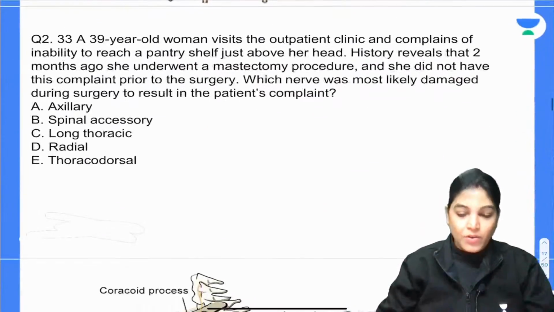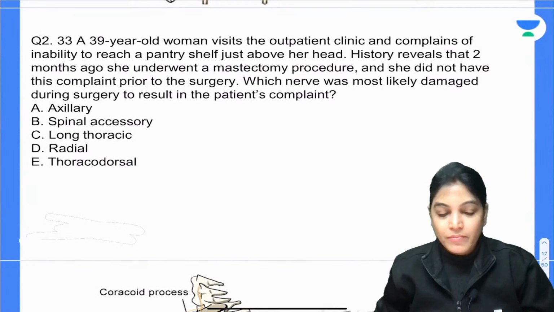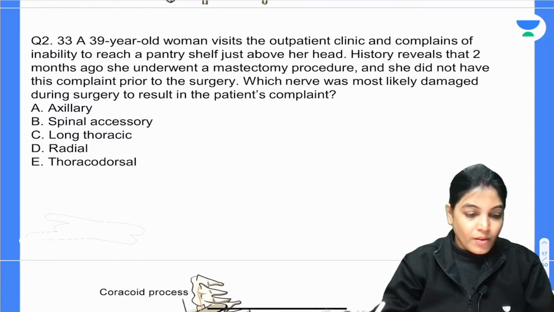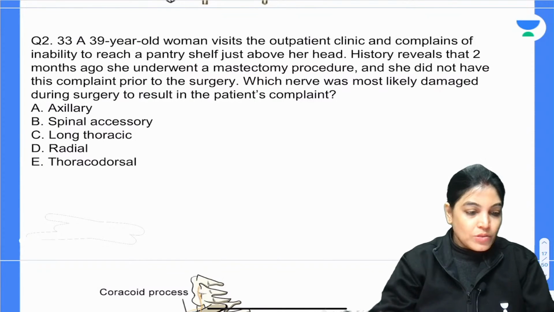That is question number 2. All the best, my dear aspirants. So, let's talk about the second one.